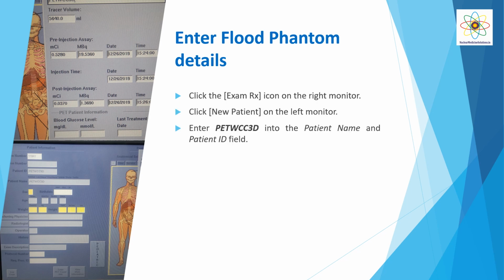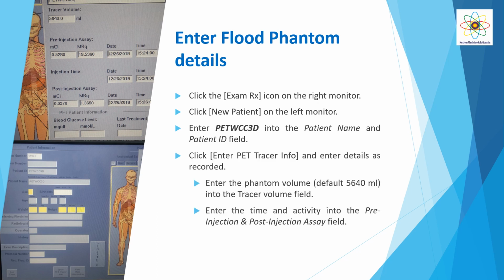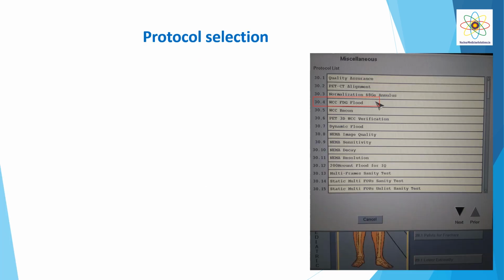Click ExamRx icon on the right monitor. Click New Patient on the left monitor. Enter PET WCC 3D into the patient name and patient ID fields. Enter PET tracer info. The phantom volume default is 5640 ml. Enter that volume, and fill the time and activity into pre-injection and post-injection assay fields. Click accept and close the tracer window.